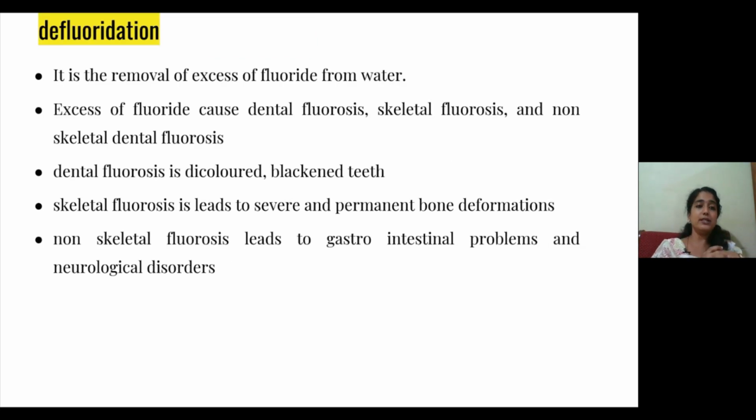Then next is defluoridation. It is the removal of excess fluoride from water. The excess fluoride also causes health problems in humans, like dental fluorosis, skeletal fluorosis and non-skeletal fluorosis. In dental fluorosis, the teeth are discolored. Blackened teeth are an indication of excess fluorine in drinking water. Skeletal fluorosis leads to severe or permanent bone deformations, and non-skeletal fluorosis leads to gastrointestinal problems and neurological disorders.